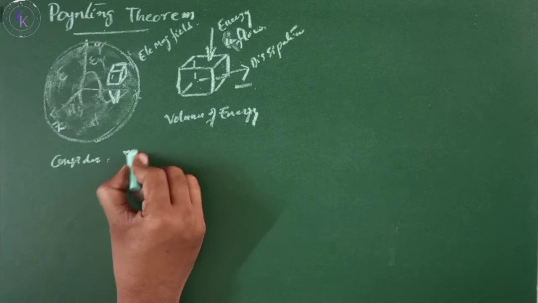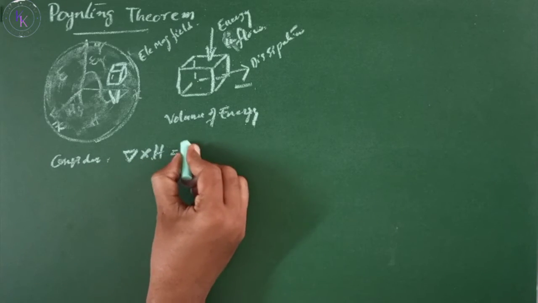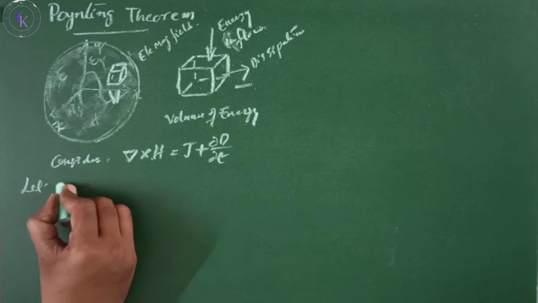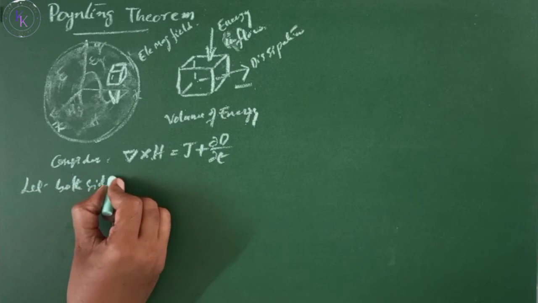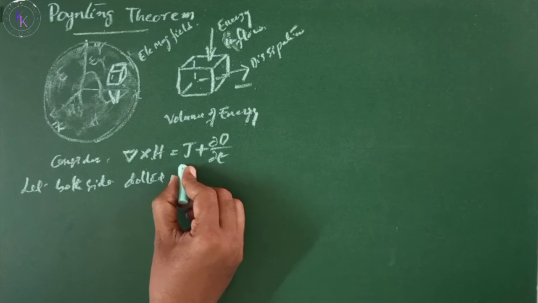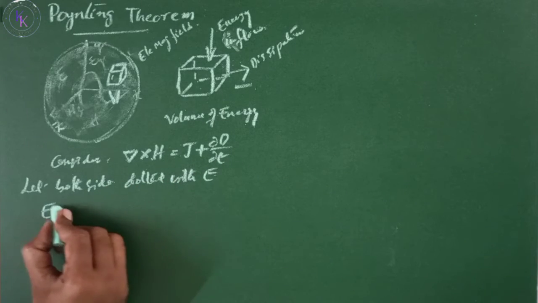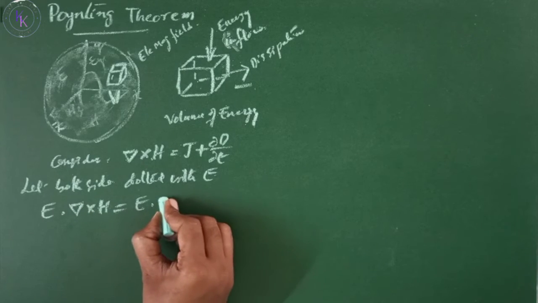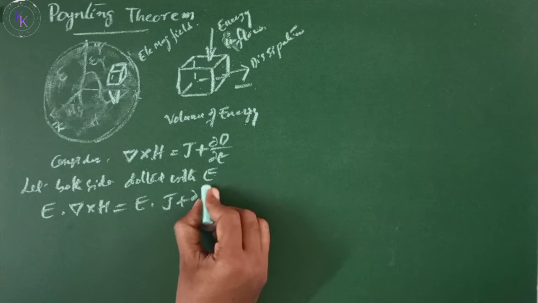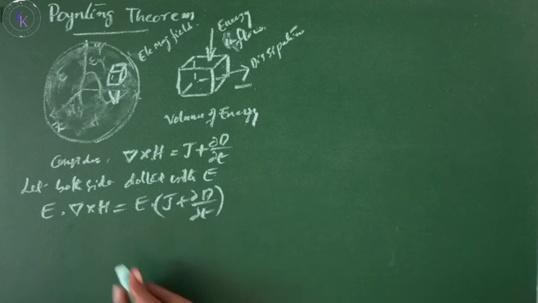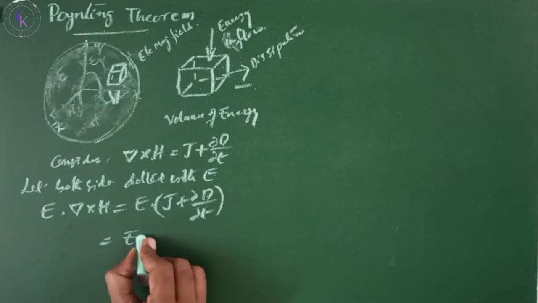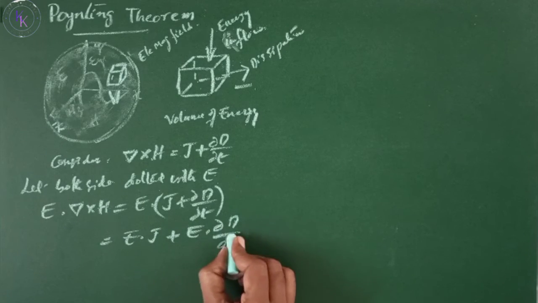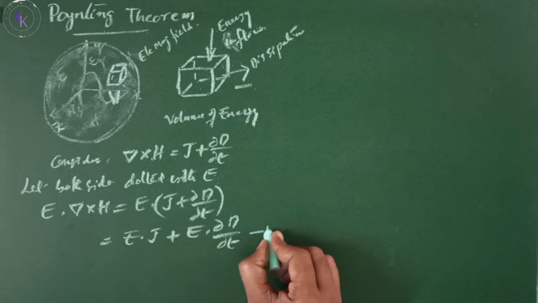Consider Maxwell's equation that del cross H equals J plus dou D by dou t. Let both sides be dotted with E, then E dot del cross H equals E dot J plus E dot dou D by dou t. Let this be equation number 1.